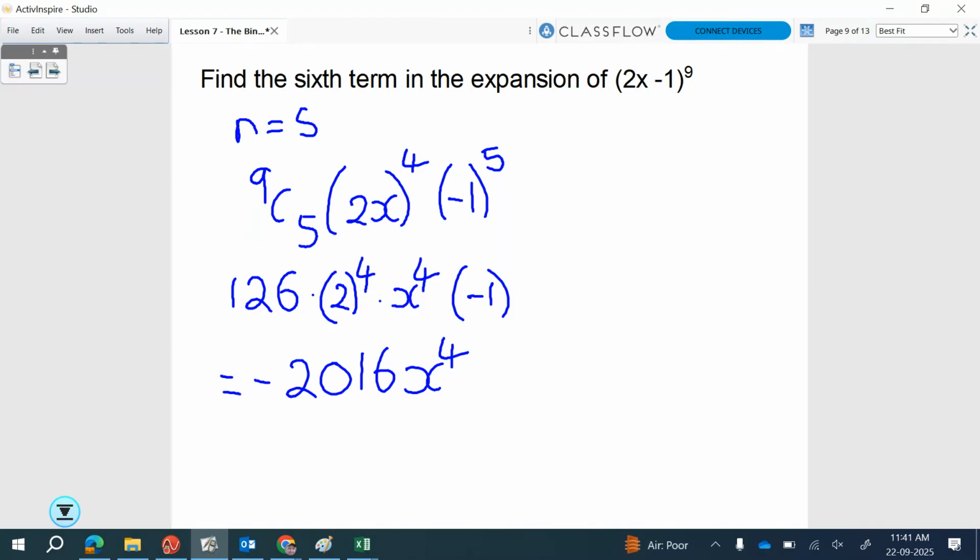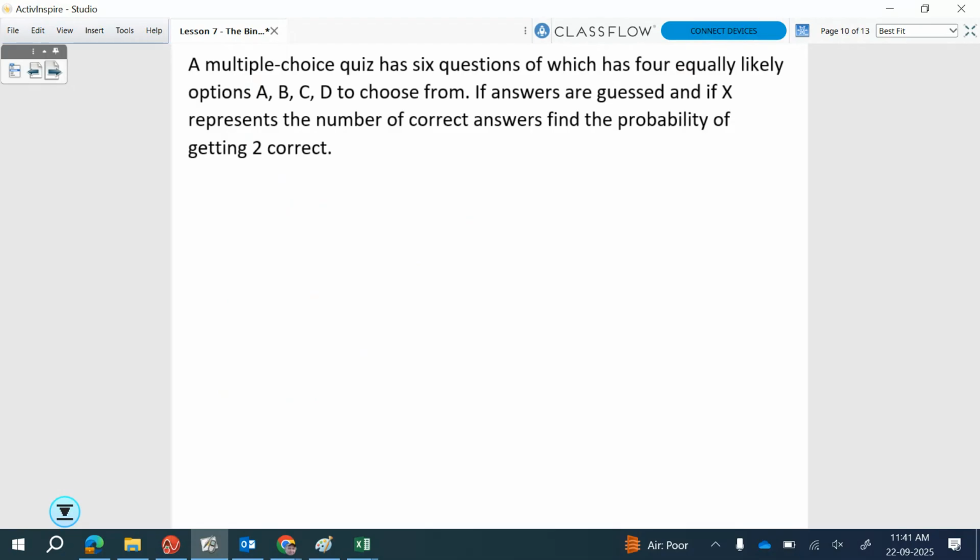This one's going to be a little bit trickier. I'm going to explain binomial probabilities now. We have this question. So we're going to start off by saying that it says here in the question, X is the number of correct answers. We just define that at the beginning.